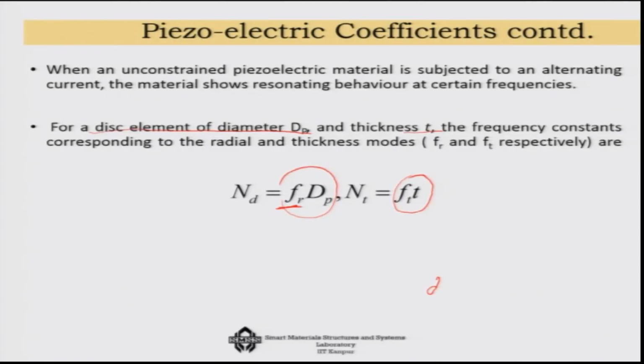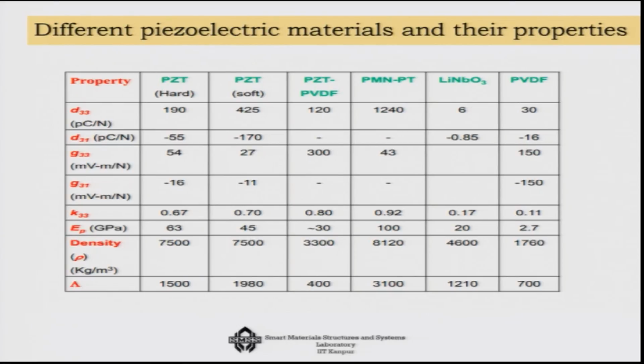So, thus we have 4 constants with us. Please keep in mind the piezoelectric charge constant d, and the voltage constant g, then the electromechanical coupling coefficient k, and finally Nd and Nt, the frequency constants of a system. So, with these 4 different types of constants, we should be able to define the behavior of a piezoelectric material.